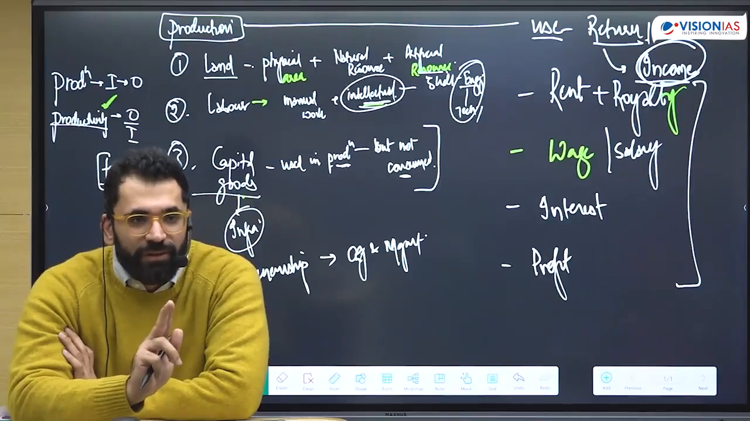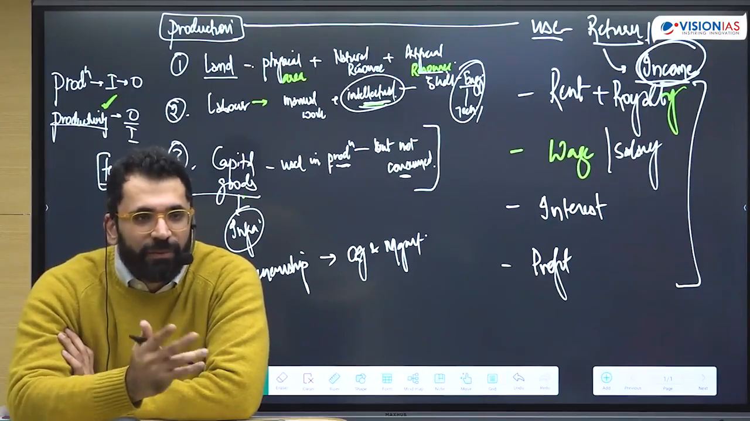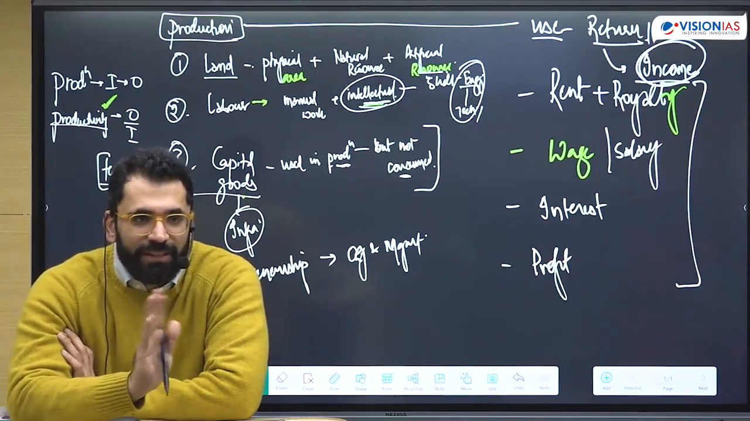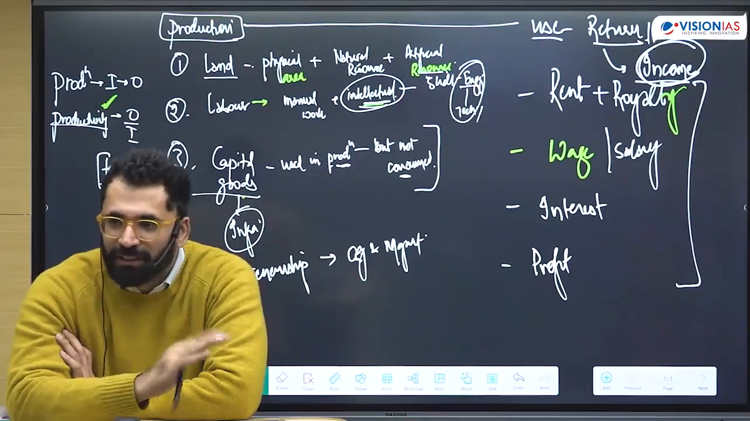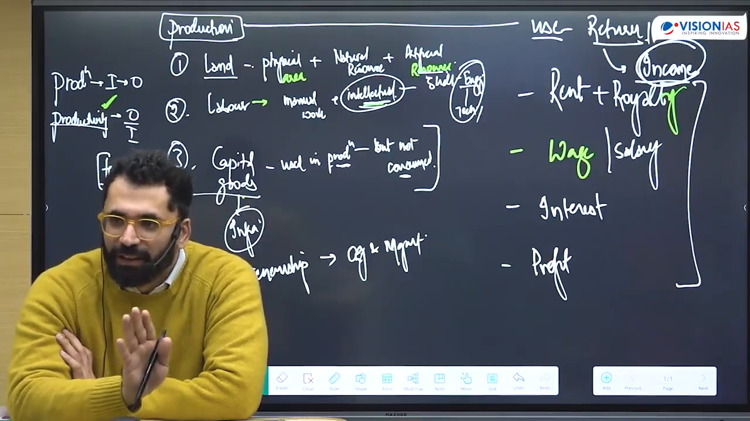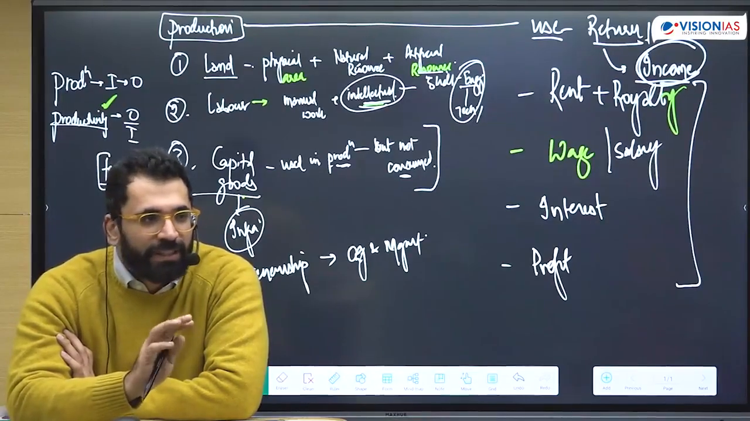Production hote income generate ho rahi hai. So either I measure production or income, it's the same thing. This is why GDP has 2 methods. One is measure the production or measure the income. This is why national income accounting also means output measurement.